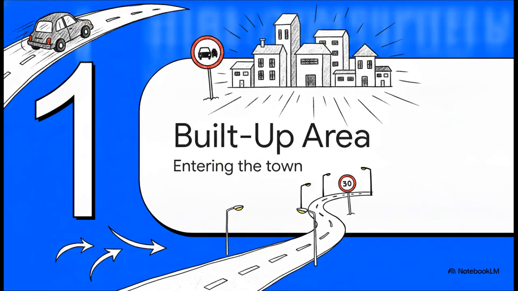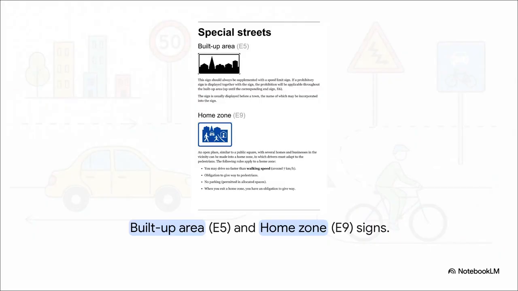Entering the built-up area. We're going to start our journey with the absolute broadest category you'll encounter as you pull off the highway and into a town. So, check out the E5 sign. It's that black silhouette of a city skyline on a white background. This tells you you've hit a built-up area. Now, here's the really interesting part. This sign should basically always be paired with a corresponding speed limit. Plus, if you spot a prohibitory sign displayed right alongside it, that specific prohibition applies to the entire town, literally everywhere, right up until you pass the sign marking the end of the built-up area. It essentially sets the baseline rules for the whole community.